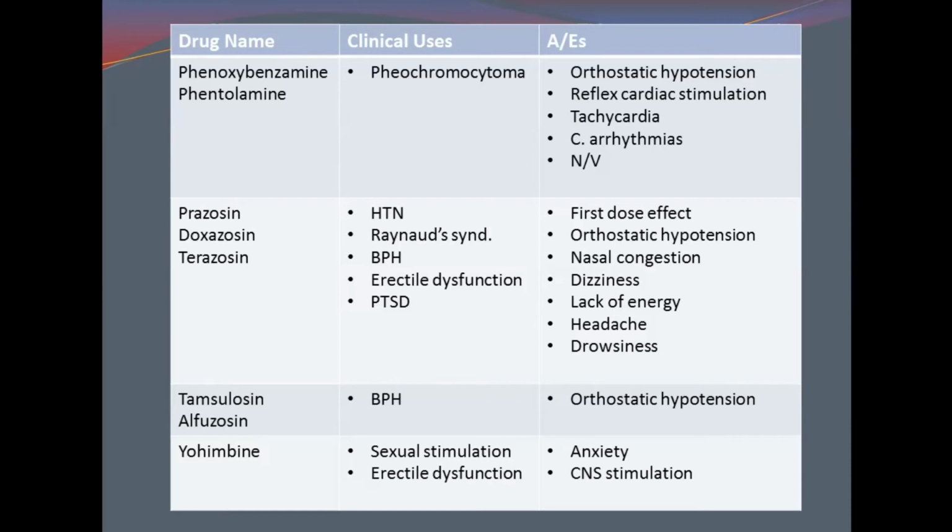The adverse effects are first dose effect. First dose effect is a condition in which the patient, when taking the first dose, experiences sudden drop in blood pressure leading to syncope and unconsciousness. In order to prevent this first dose effect, a sub-therapeutic dose of alpha blockers is usually given initially at bedtime. This first dose effect is less common in doxazosin because of its sustained release formulation.